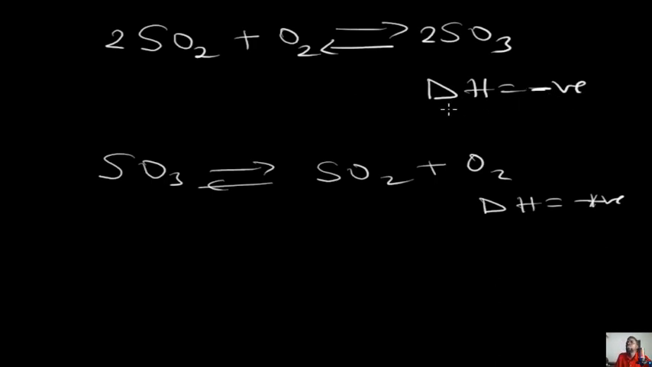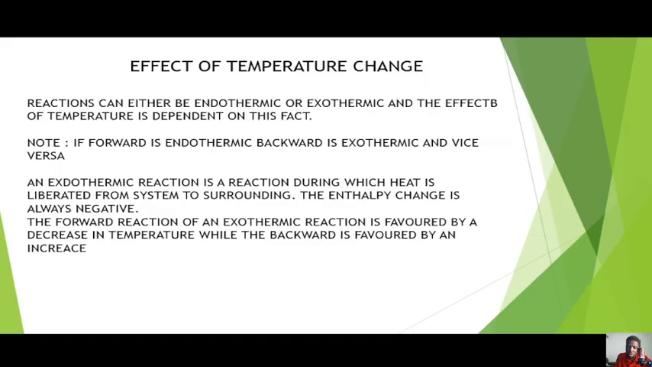If you look at the sign and you notice that it is an exothermic process, automatically what do you do? The forward is favored by decreasing temperature, while the backward will be favored by the vice versa, which is increasing temperature. If you remember what we said, if the forward is exo, the backward is supposed to be endo. Okay, so let's try out the question to help us buttress this point basically.